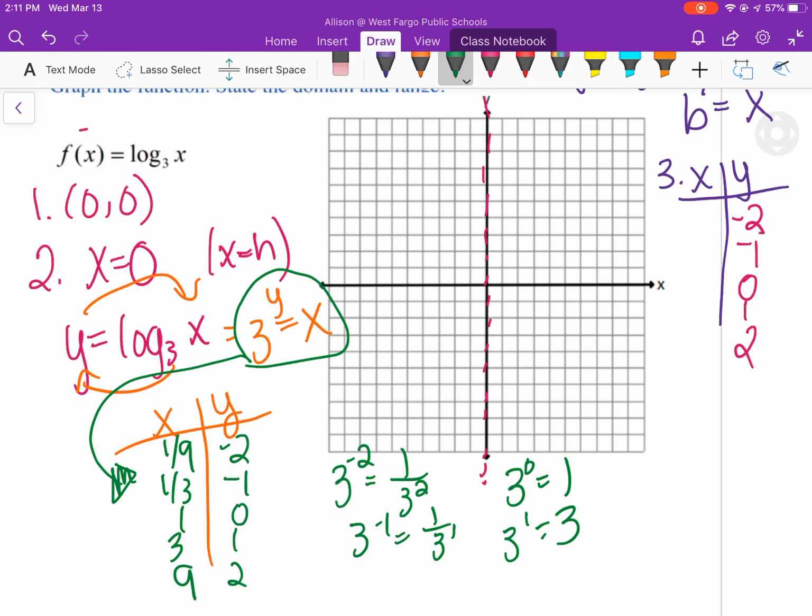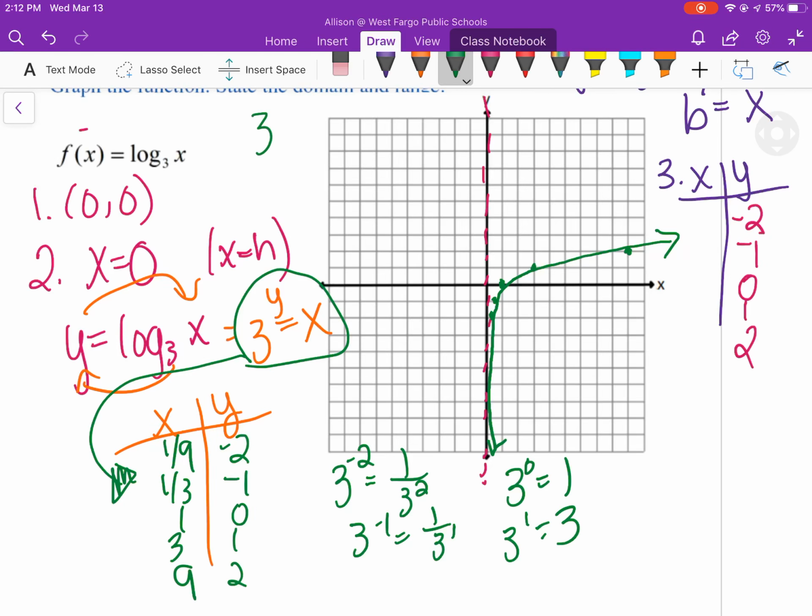And then graphing it from my shifted point, which is just (0, 0). So over 1/9, point 1 repeating, down 2. Over 1/3, down 1, over 1 up 0, over 3 up 1, and over 9 up 2. So notice this is what it's going to look like. It's going to approach that vertical asymptote at 0 here, but it's never going to cross it.